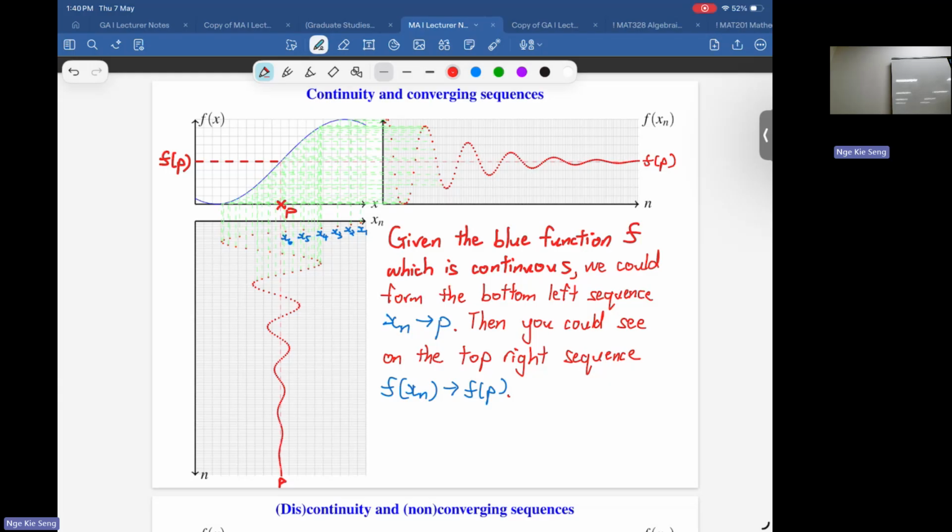Okay. So for every sequence, this is just one of them. You can pick any other. Maybe you can pick one that just goes down like that. Also fine, and then your function values here will go down like that as well. Okay. Does it make sense?